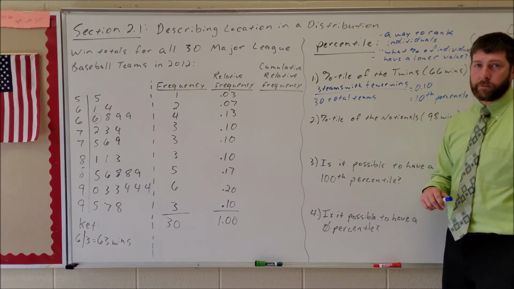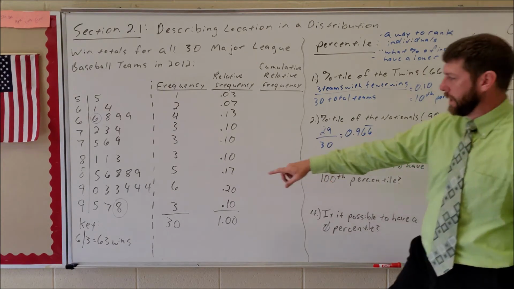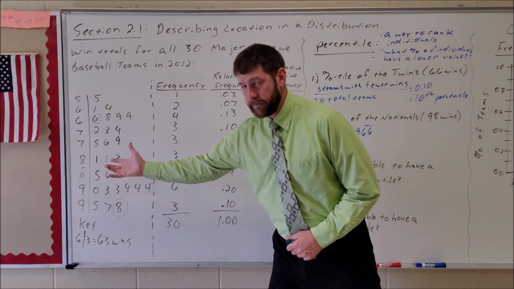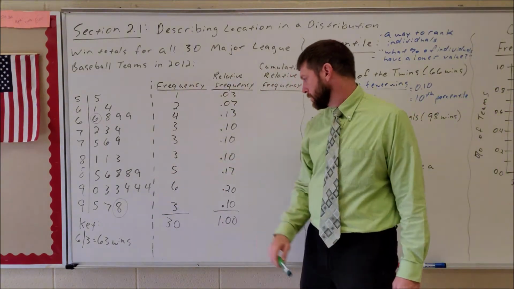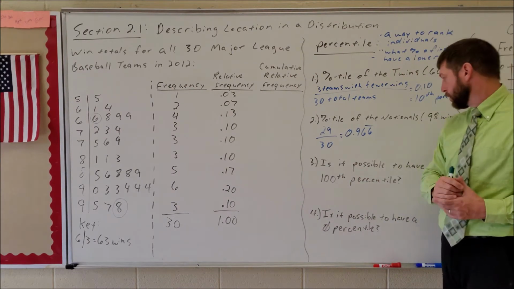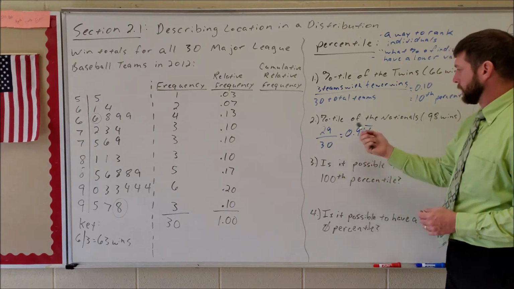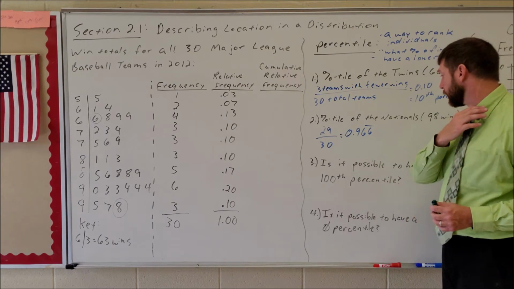All right, hopefully you were able to get this answer here. So with the Nationals, you can see they're right here. It's the last team that had the highest win total. So we calculated, there were 29 teams below the Nationals, 29 teams who had fewer wins. And then we calculate 29 out of 30, and we get 0.966 repeating.